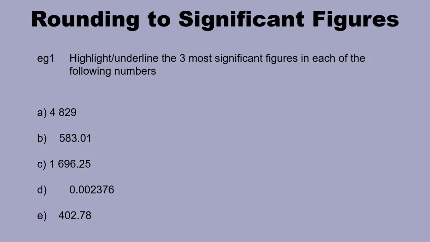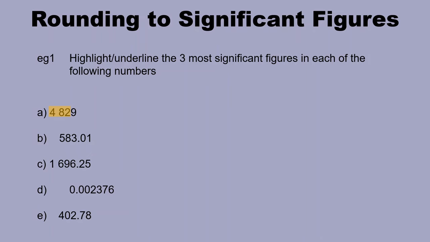So in this example, I want you to copy the instructions as well as each of these values and highlight or underline the 3 most significant figures in each of the following numbers. So in the number 4,829, the most significant figures are the digits furthest to the left, so that's the 4, the 8, and the 2.